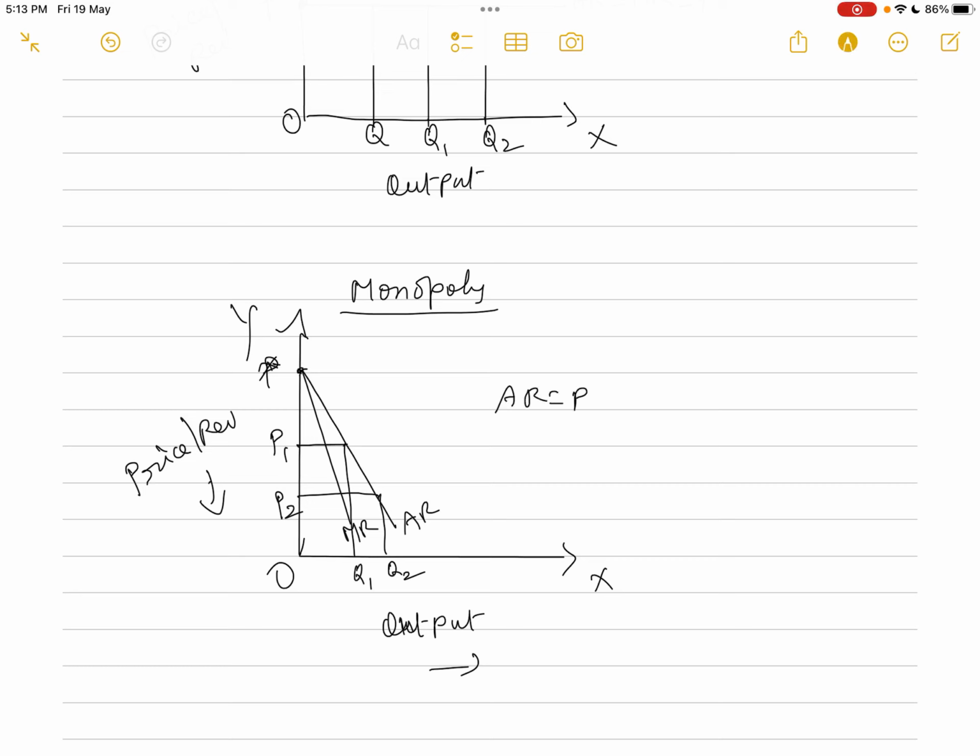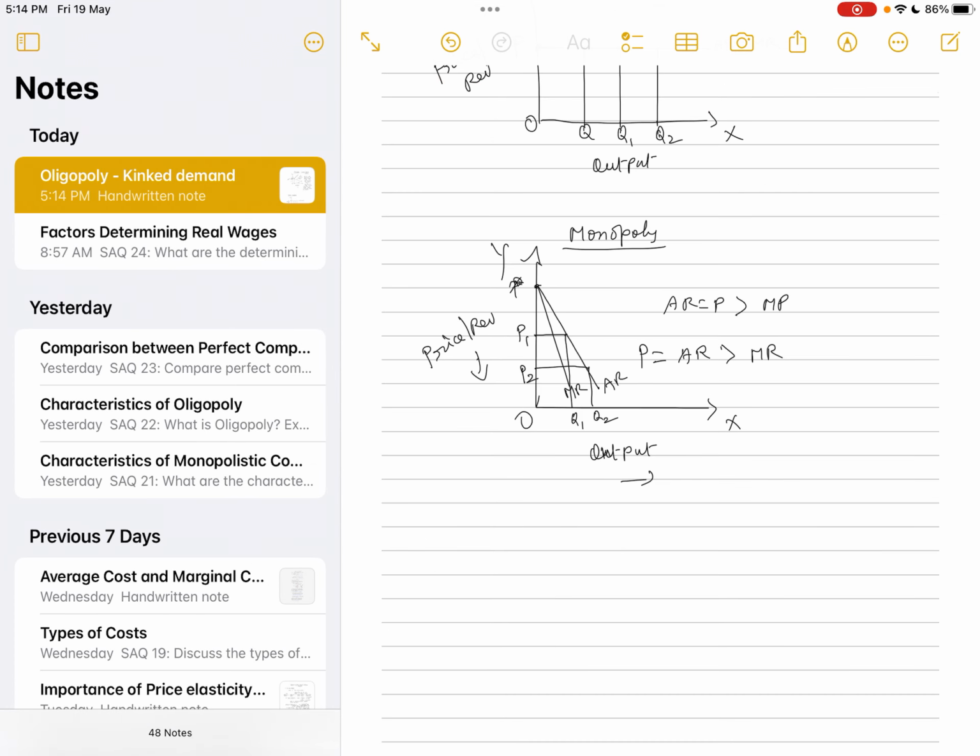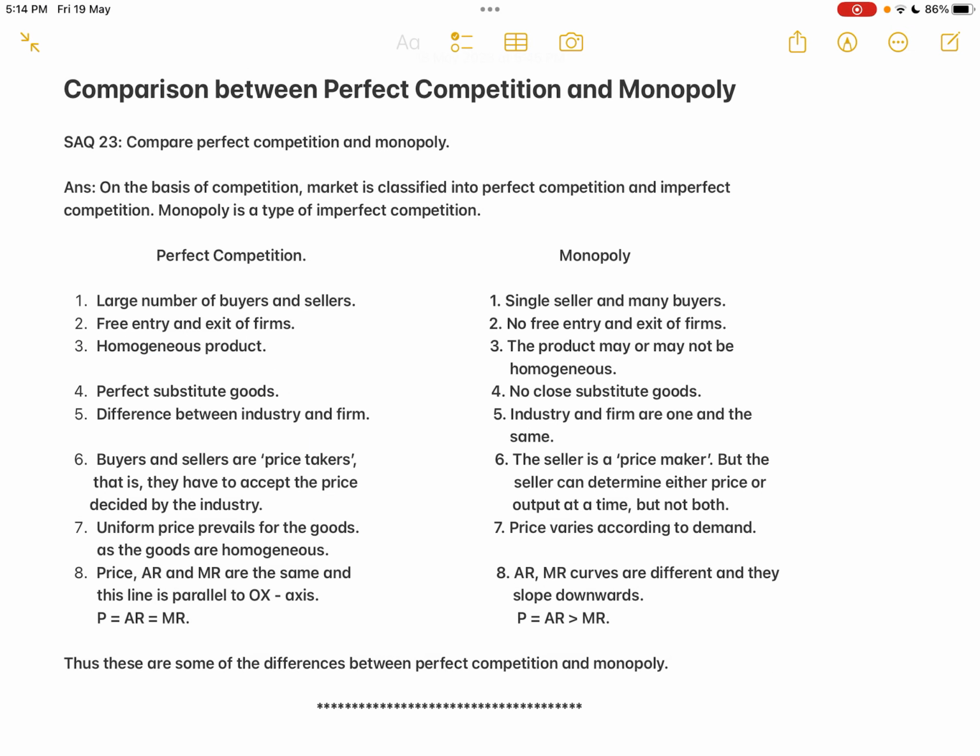Now you know that here average revenue is equal to price, that we all know. But here you can see that the marginal revenue is lesser than average revenue, or AR is greater than MR. Price is equal to AR, which is greater than MR. So this is under monopoly. So that is the last point: price, AR and MR are the same and this line is parallel to the OX axis in perfect competition. But in monopoly, AR and MR curves are different, they are not the same, and they slope downwards. Price is equal to AR, which is greater than MR. Thus these are some of the differences between perfect competition and monopoly.